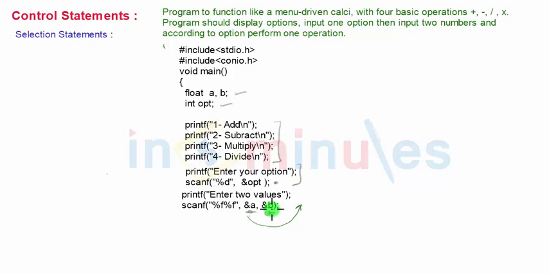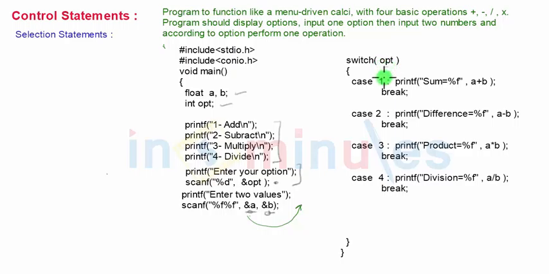So the program will proceed further with the switch case statement. It's like if the option is 1, then perform addition. If the option is 2, then perform subtraction. If the option is 3, then perform multiplication. Else if the option is 4, then perform division. So now, according to the inputs given by the user, we will get one of the outputs.